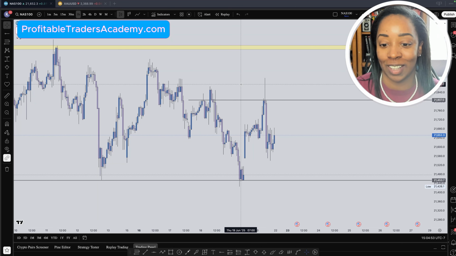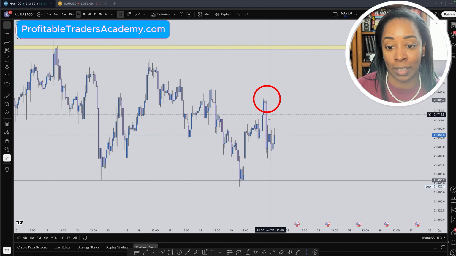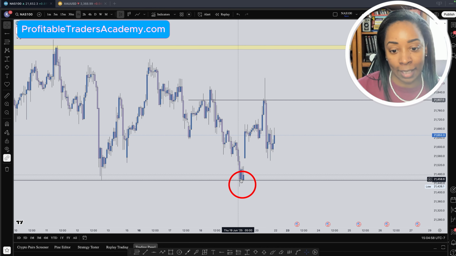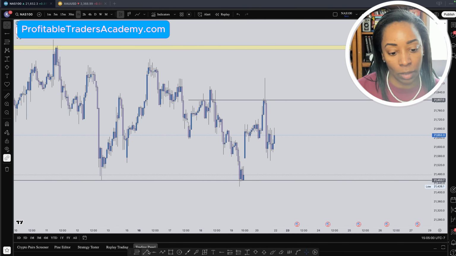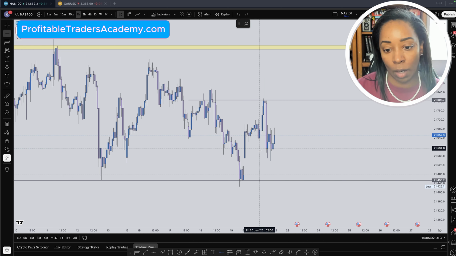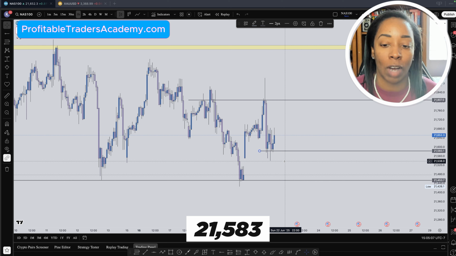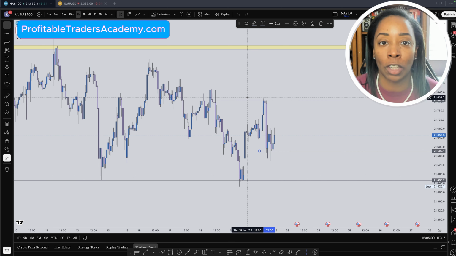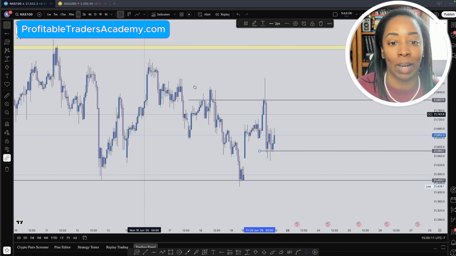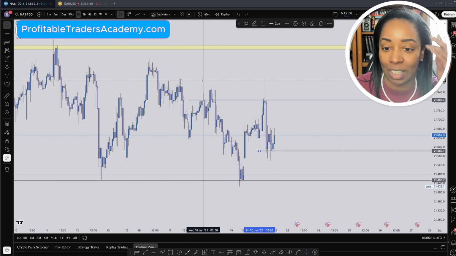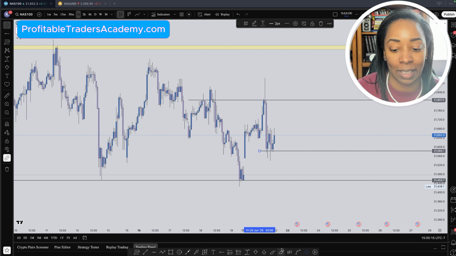Okay, this line is perfect. I love that one. This one's good. I like the way the support looks. Okay, there's another level using my horizontal ray tool that I want to mark off. So I'm going to mark this off at 21,583. Basically another way to break up these zones so that we don't have these massive zones and we want to be able to take trades from these. So that's why I like to break this up.